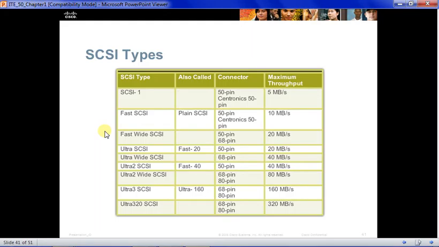You will want to look at this chart. This is in your reading, so become familiar with it and the different types of SCSI, what they're called, the different connectors, and the maximum throughput that you can have. So obviously the Ultra 320, your answer is kind of there. If you had to know what was the maximum throughput, it's 320 megabytes. Remember, a big B is for bytes and a small b is for bits.